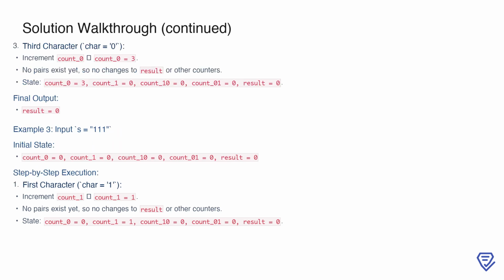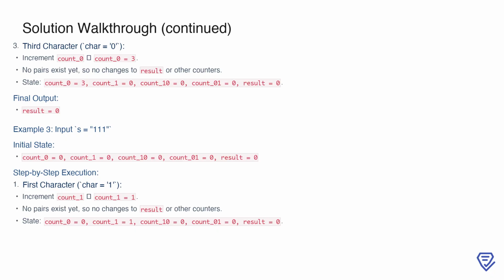For the third character in s equals 000, which is also 0, we increment count_0 to 3. Even with 3 zeros, no consecutive pairs of 1 and 0 can be formed, so the result remains 0. The final output for this example is result equals 0.